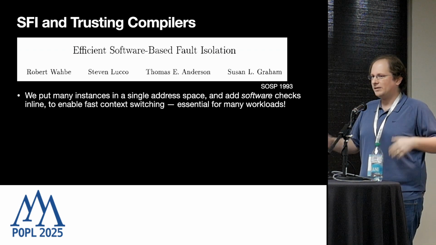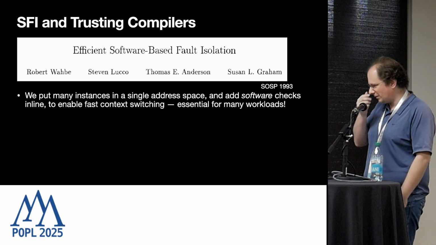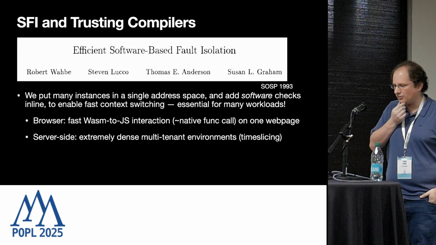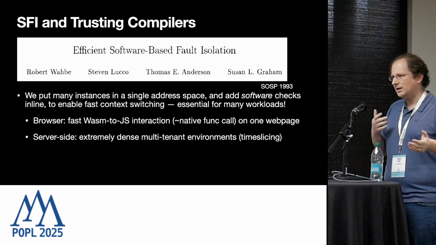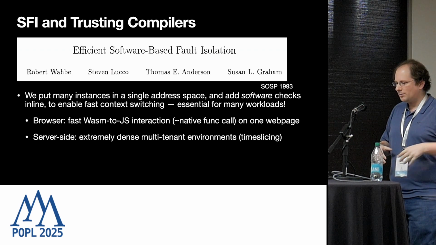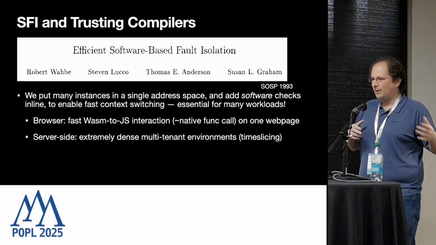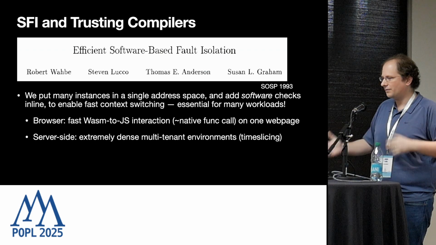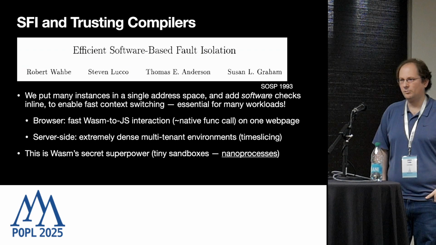And so you might say, okay, well, that's kind of a niche thing. You have a whole bunch of Wasm instances in one process. But actually, this is kind of essential for many workloads, not just server-side, where we have very dense multi-tenant with many different trust domains in one process, but at the browser as well, right? It wants fast Wasm to JS interaction. And so when Wasm calls JS and JS calls Wasm, that's also kind of crossing this SFI boundary. And so this is actually, I would argue, one of Wasm's secret superpowers.